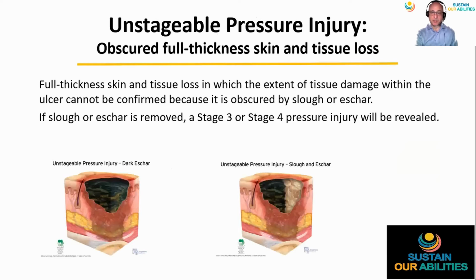The unstageable pressure injury: an obscured full-thickness skin and tissue loss in which the extent of tissue damage within the ulcer cannot be confirmed because it is obscured by slough or eschar. If slough or eschar is removed, a stage 3 or stage 4 pressure injury will be revealed.